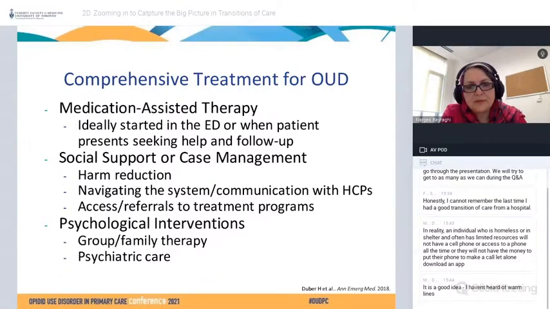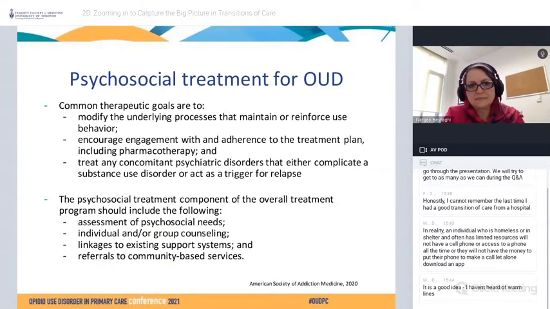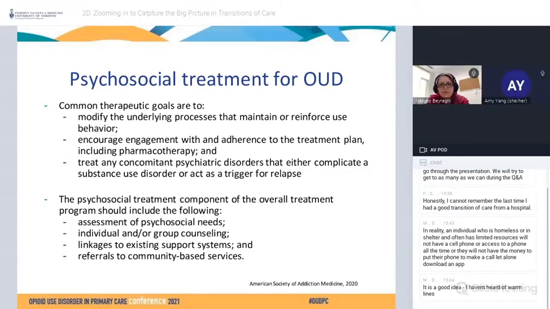Comprehensive treatment of opioid use disorder consists of medication treatment, psychosocial planning, and psychological intervention. And all aspects of this management plan need transition of care. I'm going to pass the conversation to Amy, who is going to present the psychosocial treatment. Yeah, thank you so much.